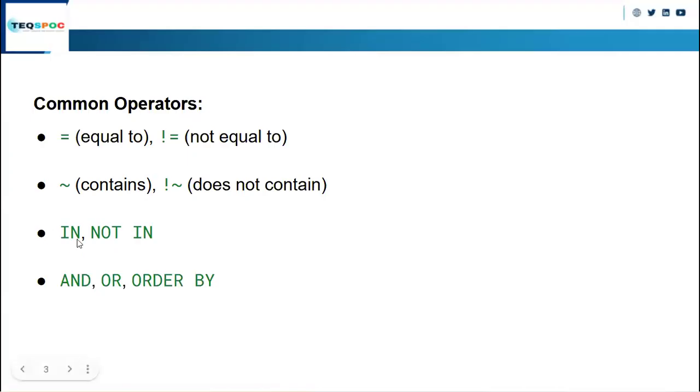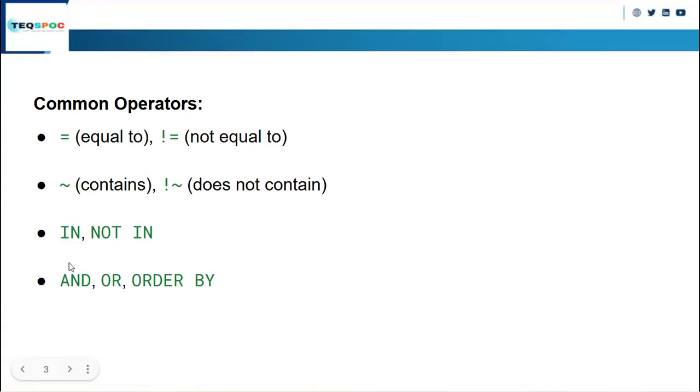Then IN and NOT IN. When I move into the practical, I will tell you the difference between NOT IN and IN. I want to search for stories assigned to Anuj and also assigned to Aman. There we will use the IN operator for multiple values: IN Anuj, comma, Aman. With NOT IN, they are not included.